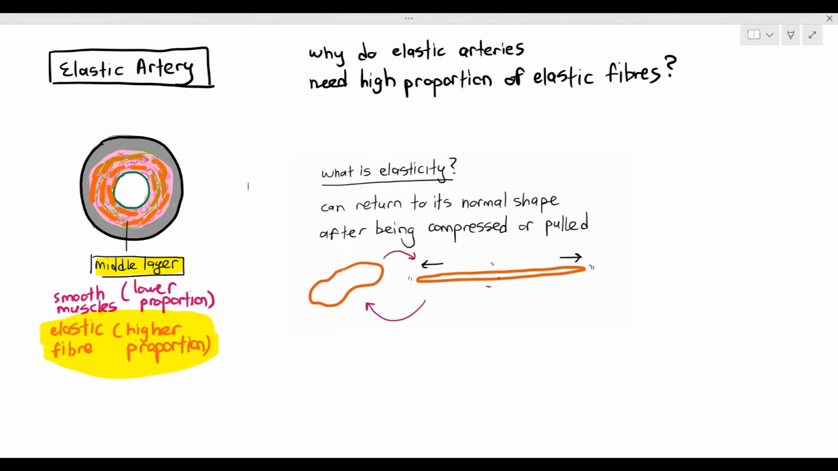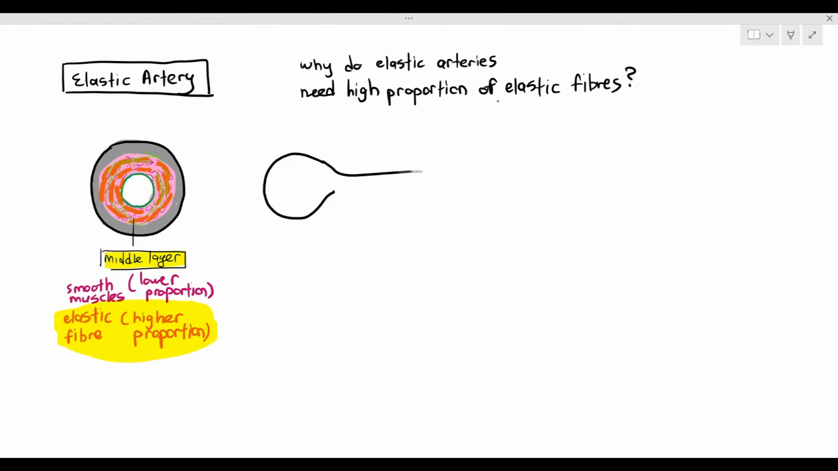So elasticity, before we go into that in detail, is just imagine a rubber band. A rubber band is elastic because when you stretch the rubber band, it's able to accommodate the pull, but when you let go of the rubber band, it will go back to its original shape. So that's what elasticity means, okay? So elastic arteries also have this kind of property. So I'm drawing out a heart over here filled with blood.